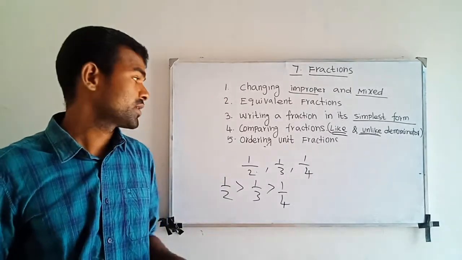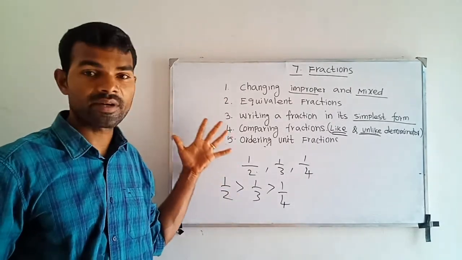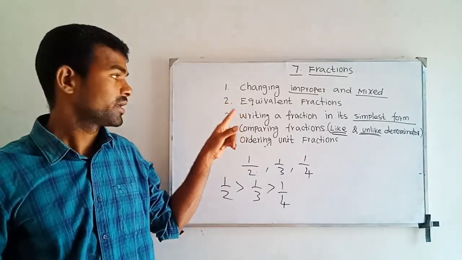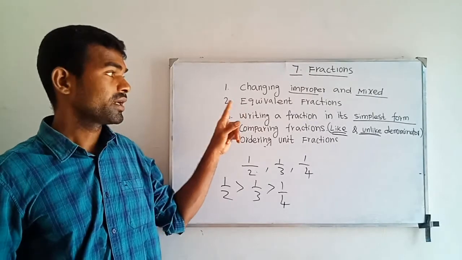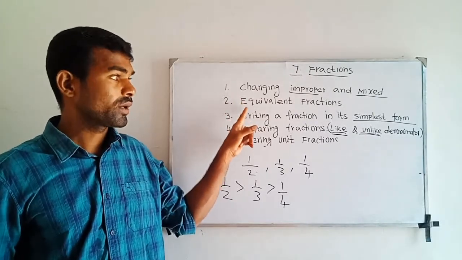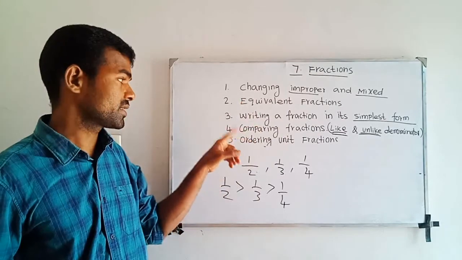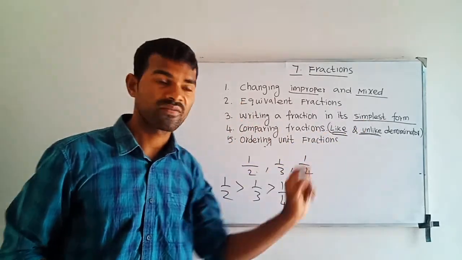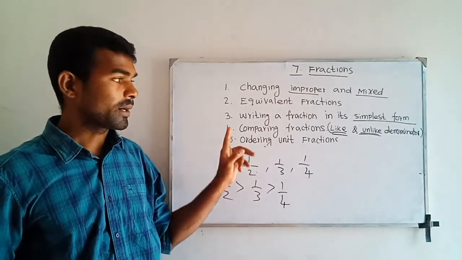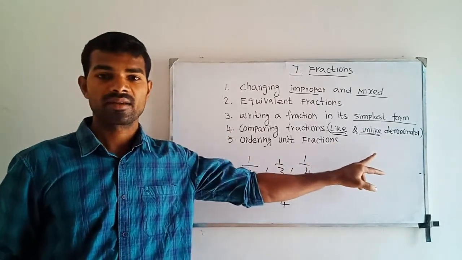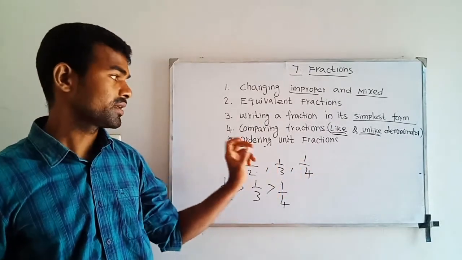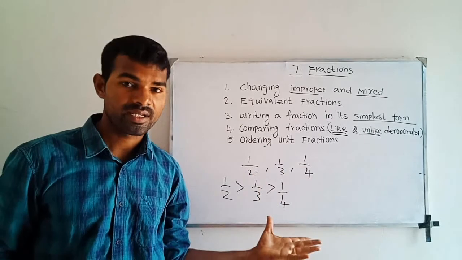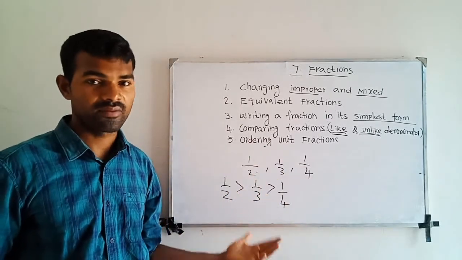Okay, I hope, students, today we saw 5 concepts. First one, changing proper, improper and mixed fractions. Second one, how to find equivalent fractions. Third one, writing the simplest form. Fourth one, comparing like and unlike denominator fractions. And fifth one, ordering unit fractions. Okay, we are fine.